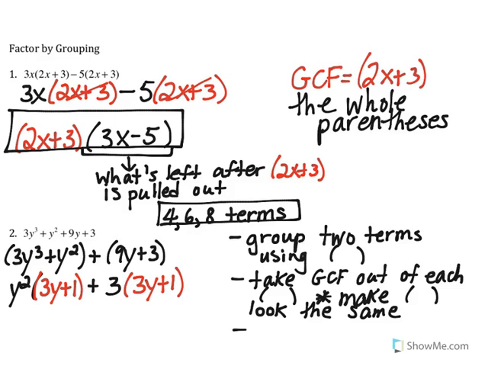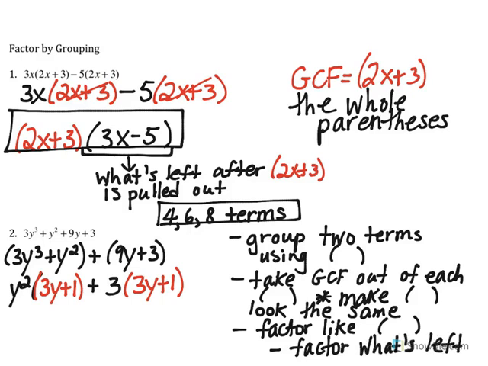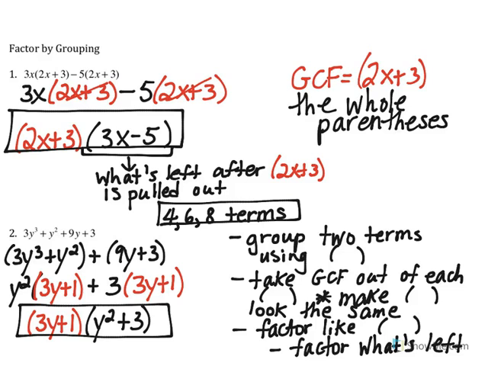You're going to factor out the like parentheses, and then factor what's left if possible. So again, like before, we're going to take out the 3y plus 1. We're left with y squared plus 3. Now nothing here factors further, so I'm just going to box that off. The next example, we will have to factor what's left.